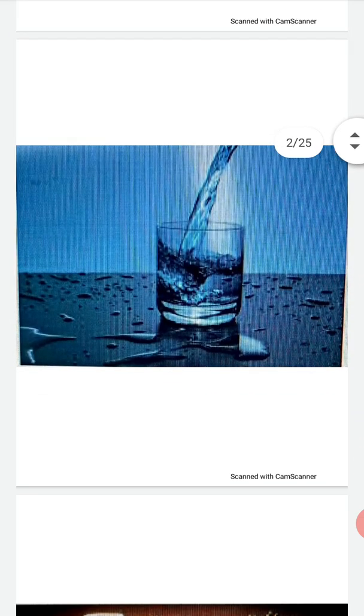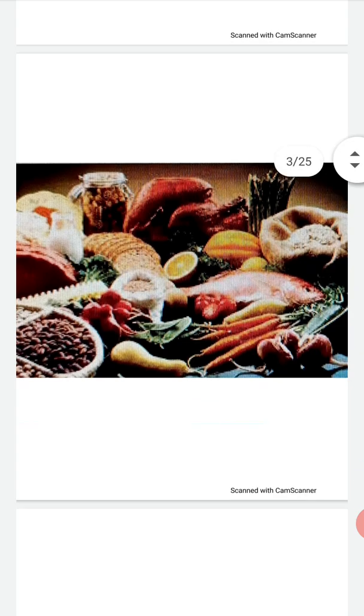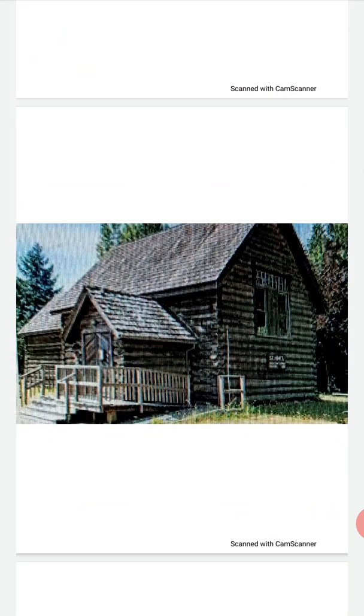Students, air and water are a part of the environment. As you all know, basic needs of human beings are air, water, food and shelter. So, all these things we get from our environment and thus we survive.